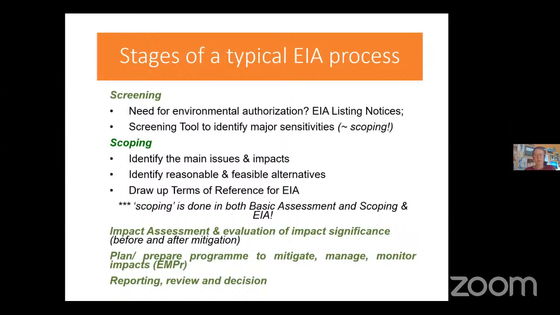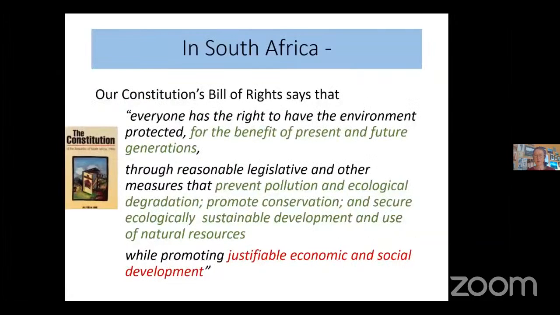And then we have a step to say, well, how are we going to implement those mitigation measures? So you draw up what we call an EMPR, Environmental Management Program, in which are captured your mitigation measures, your management measures, and how you're going to monitor the effects of both the activities and the effects of your mitigation measures. You want to report on your EIA, and then it is reviewed by decision makers and a decision is taken. So that is what conventionally EIA comprises, those different steps.